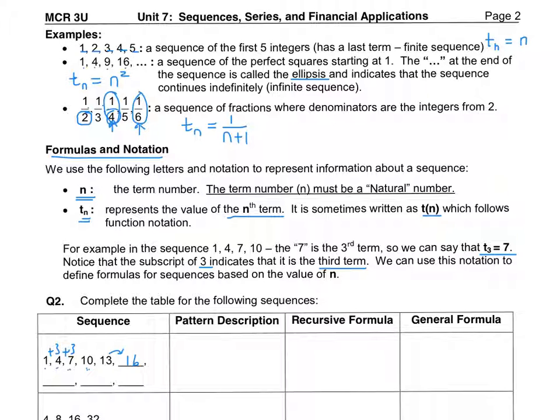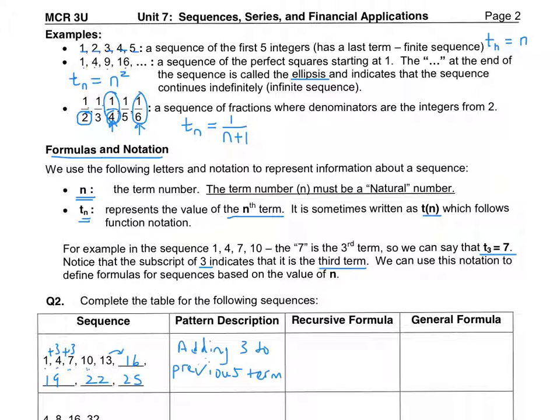Add 3 again, 17, 18, 19. Add 3, 20, 21, 22. Add 3, 23, 24, 25. So the pattern description is that we're just adding 3 to the previous term. Sometimes, like in the above examples, we were squaring the term numbers or doing some other things to it, so it's not just a plain old adding. This one, because we are just adding a value every time, is an arithmetic sequence, which goes with linear relationships. So add 3 to the previous term.